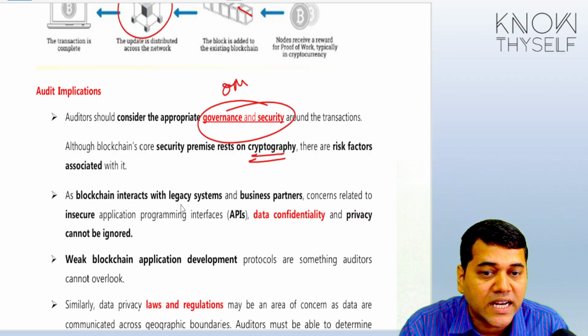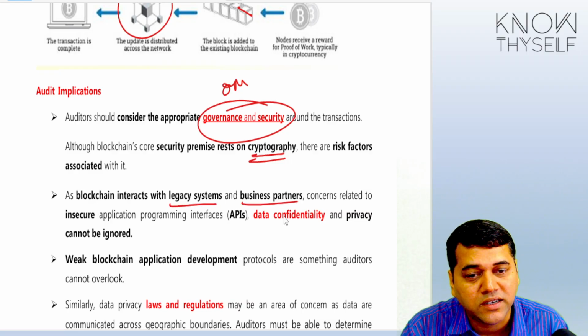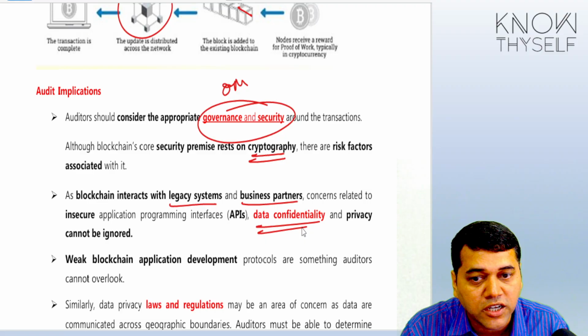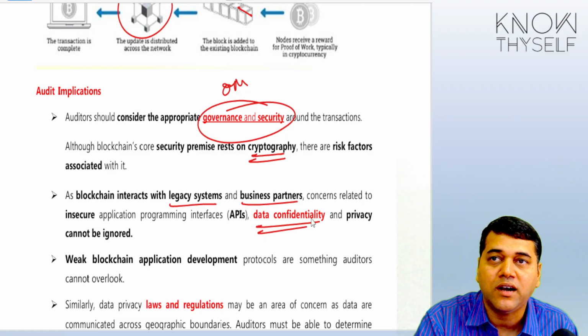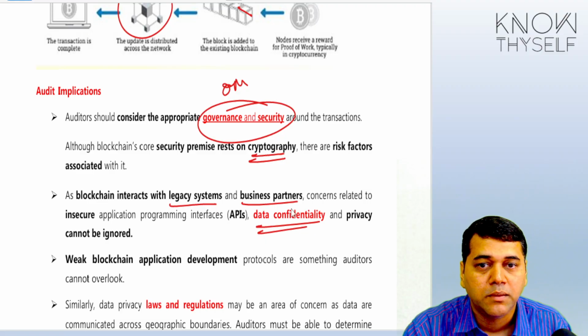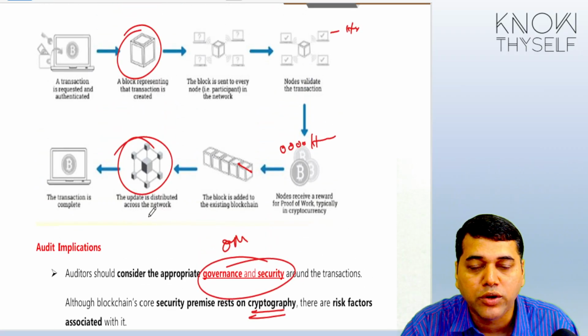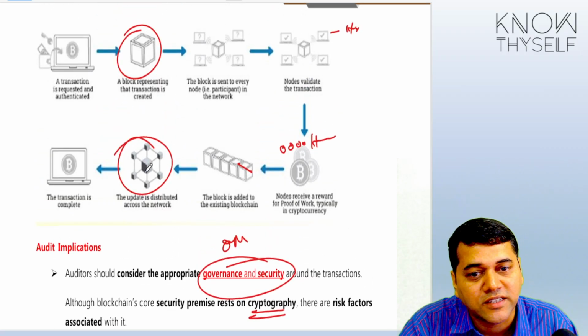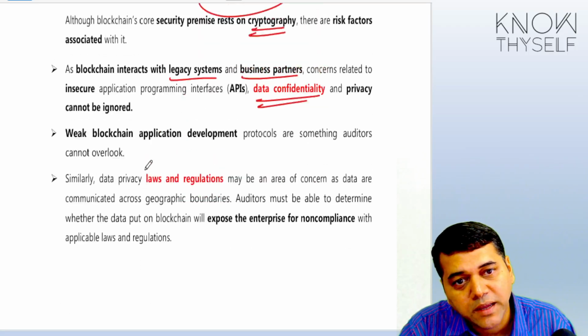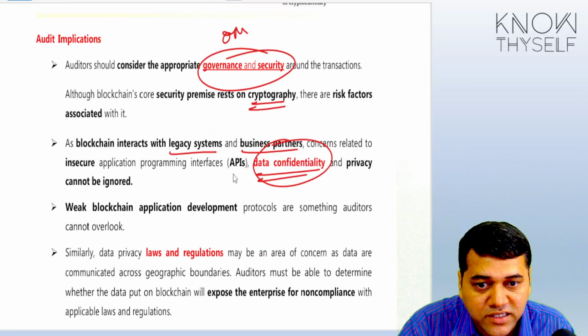Now, blockchain interacts with legacy systems and business partners. So data confidentiality has to be considered. What if somebody is able to see your data now? Previously, this data was sitting only in your system and the other party's system. Today, your transaction data is sitting in everybody's system. So what if they are able to see it? That's why data confidentiality is another concern.